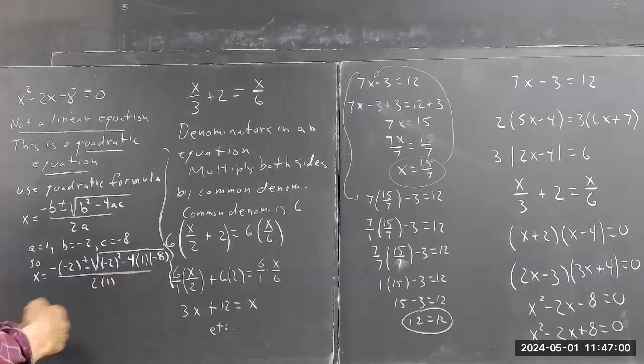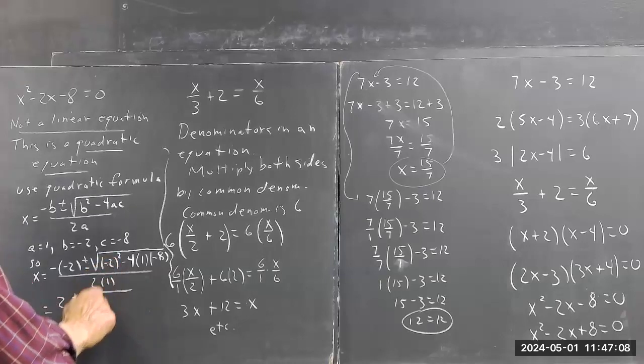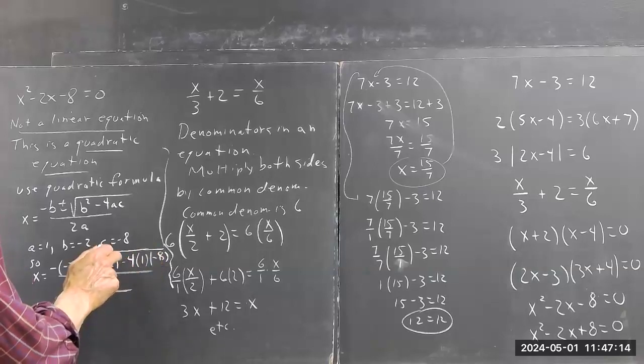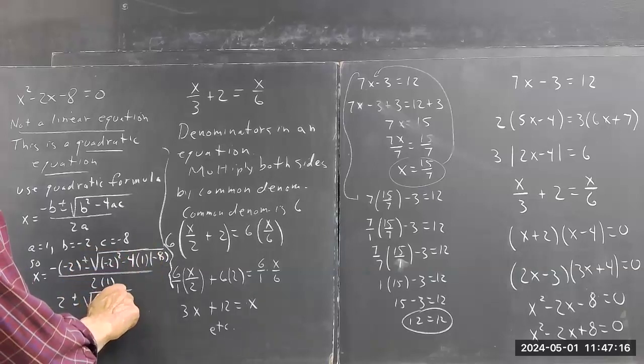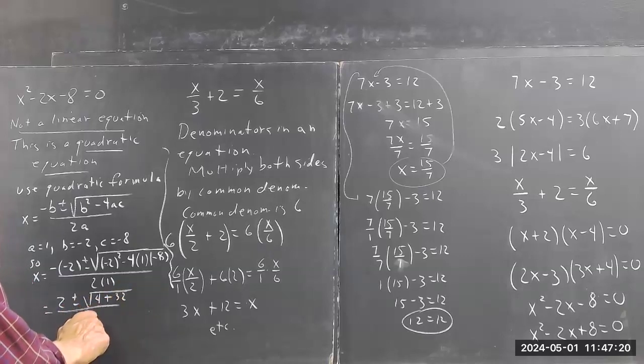And now it's just arithmetic. The negative of negative 2 is 2, plus or minus the square root of, well, square negative 2, you get 4. 4 times 1 times negative 8 is negative 32, and you've got the negative of that, so that's plus 32, over 2 times 1. Well, no, we're doing the multiplication. That's just over 2 then.